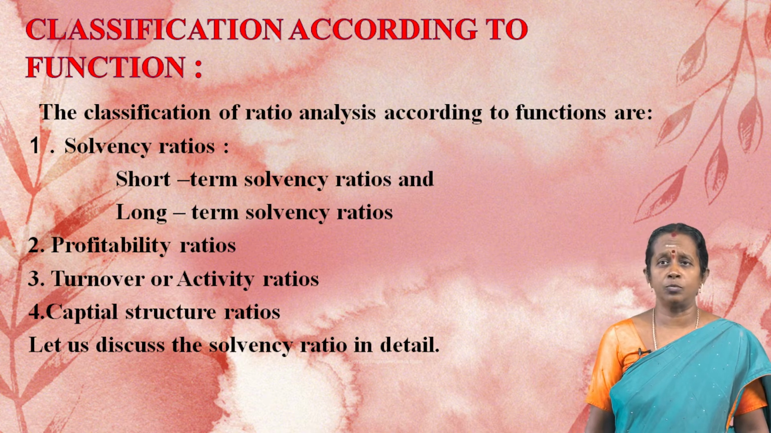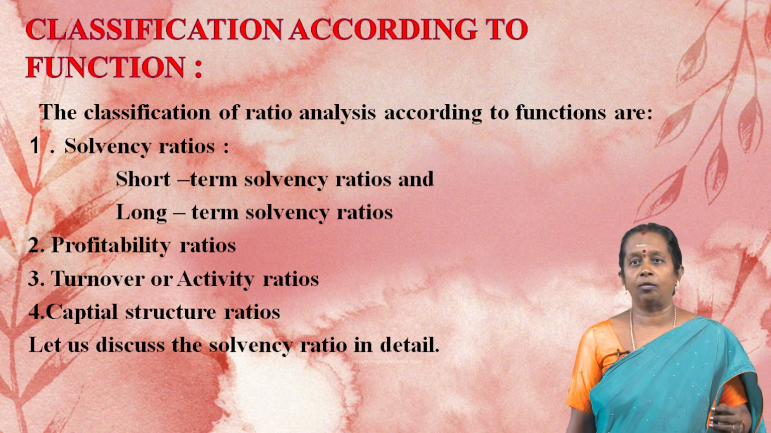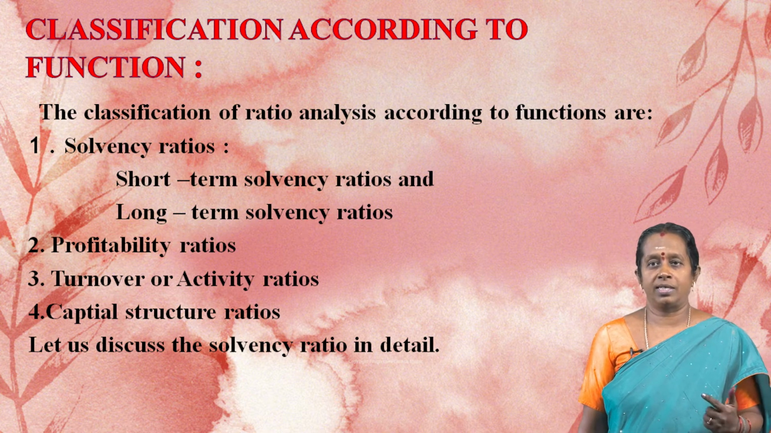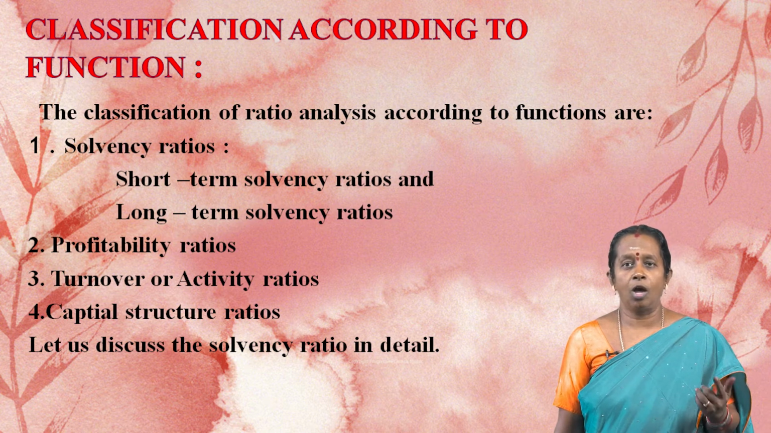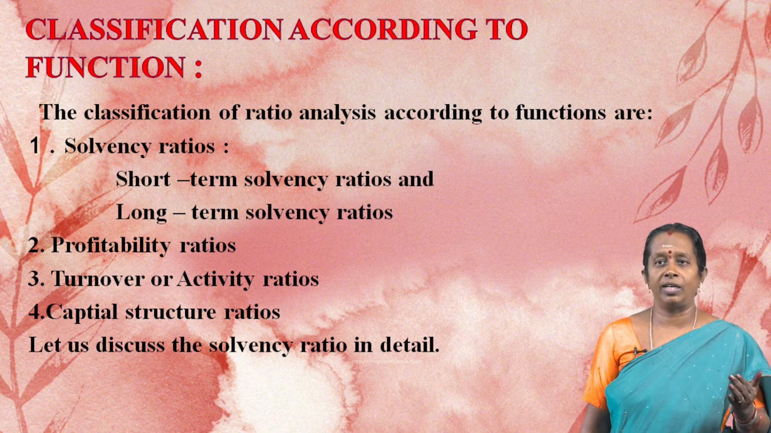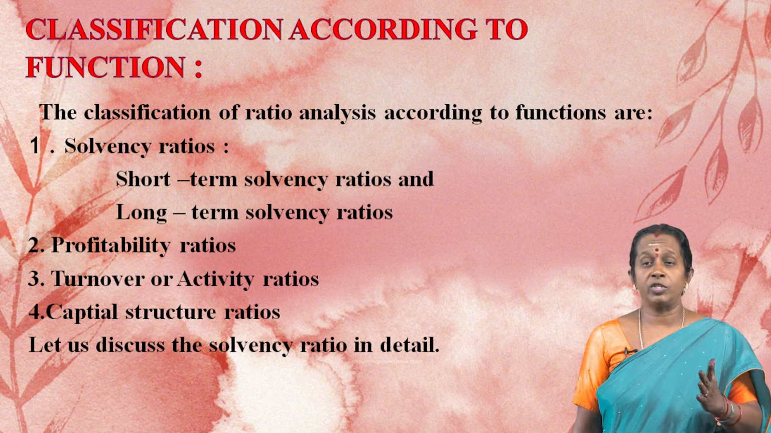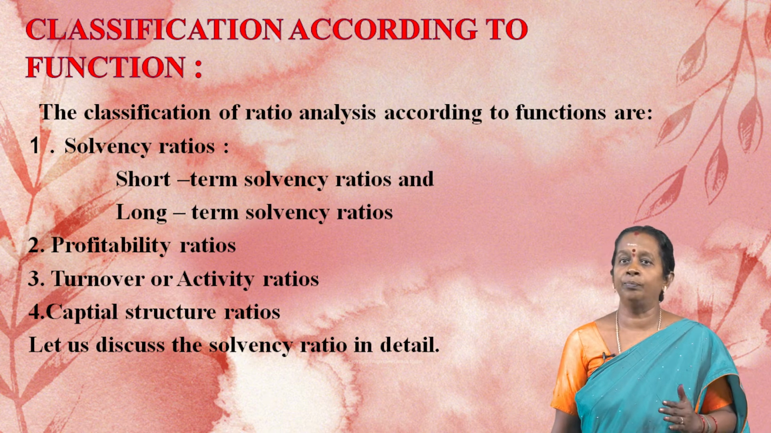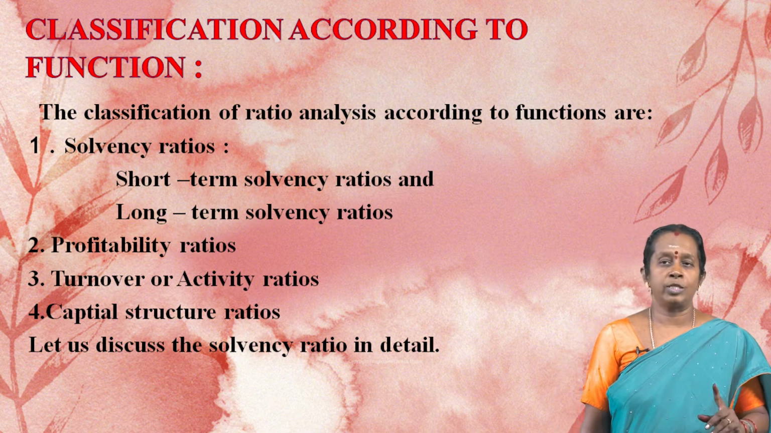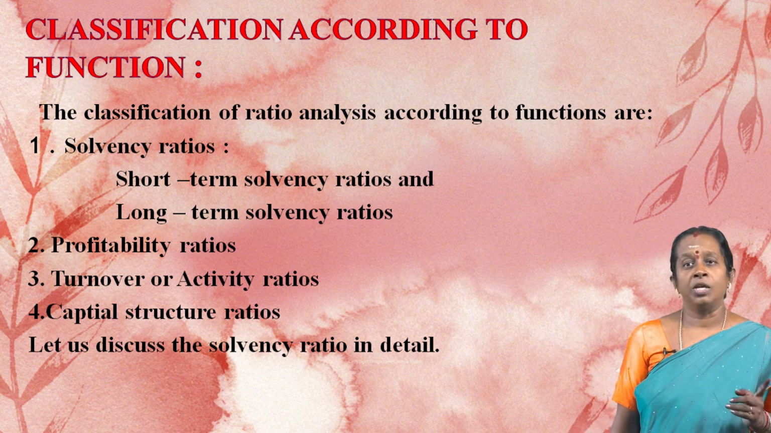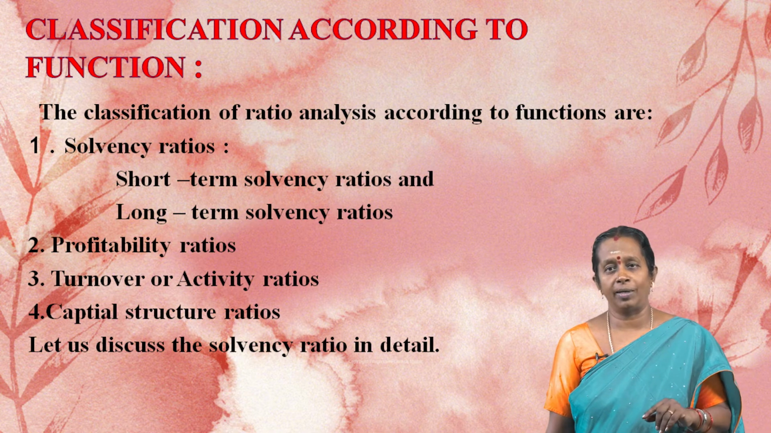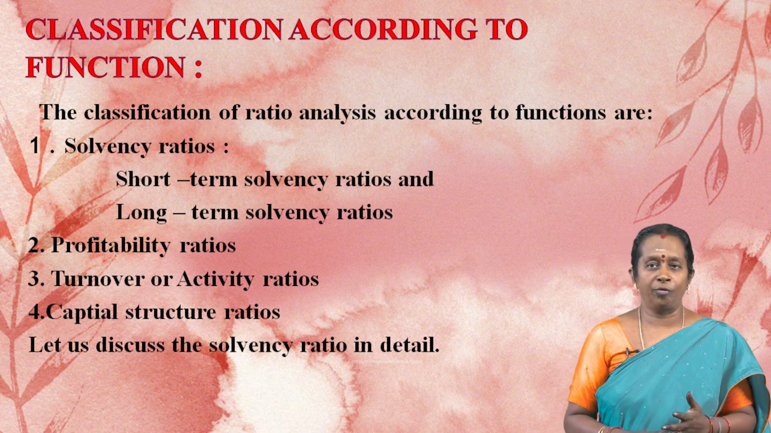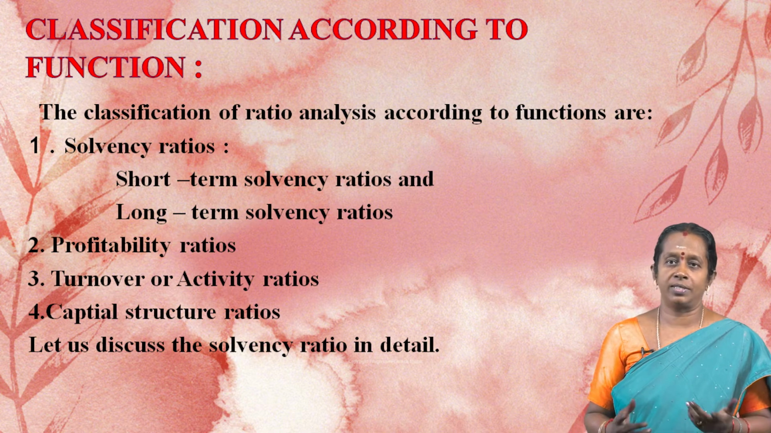In the case of short-term solvency ratios, we are supposed to calculate the current ratio, liquid ratio, quick ratio, etc. Just like that, in the case of long-term solvency ratios, we have different sorts of ratios which cover a period from 2 to 5 years or a longer period, called long-term solvency ratios. Next one is profitability ratios, where we calculate different sorts of profitability ratios such as the GP ratio, that means gross profit ratio, net profit ratio, operating profit ratio, etc.